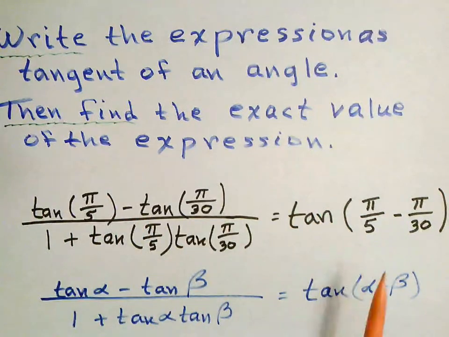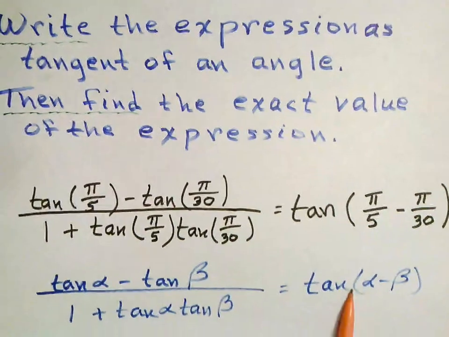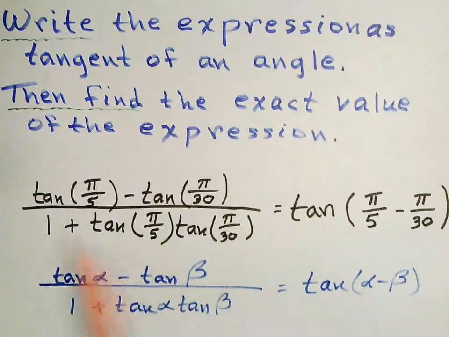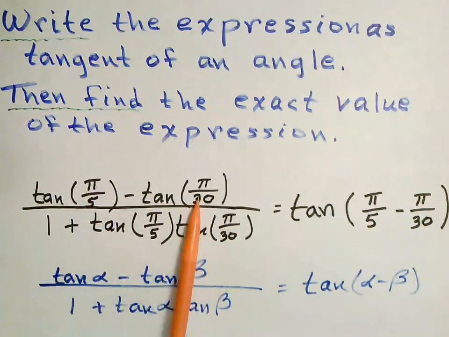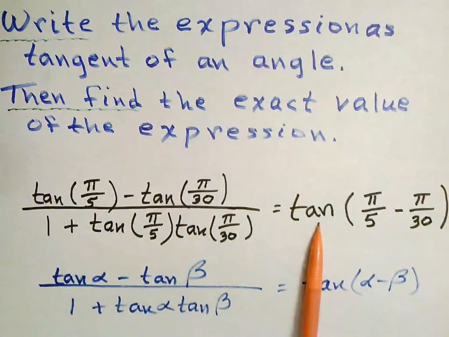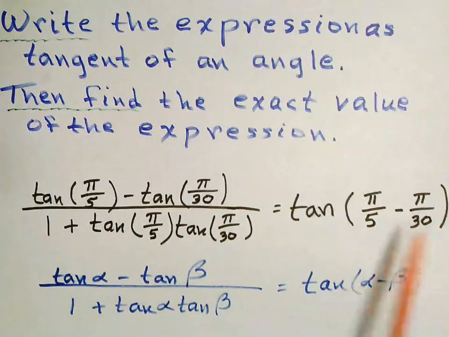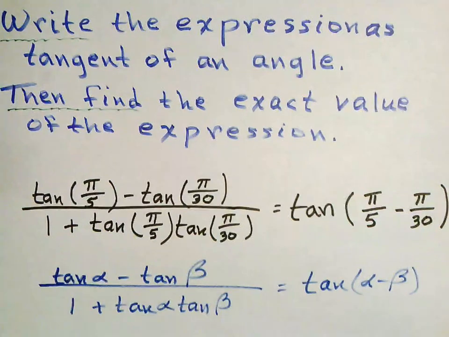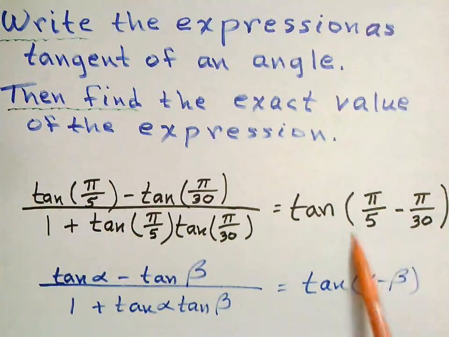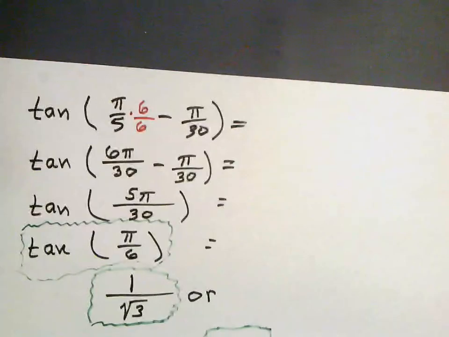So we should think about a tangent difference. You see the tangent difference here. So this is the alpha, and this is the beta. And we're going to have tan of pi over 5 minus pi over 30. When we do the subtraction, we want to subtract fractions when we have like denominators. So the least common denominator is going to be 30.